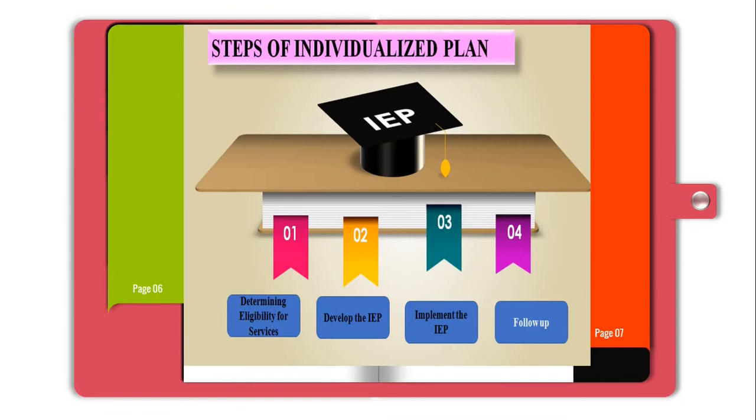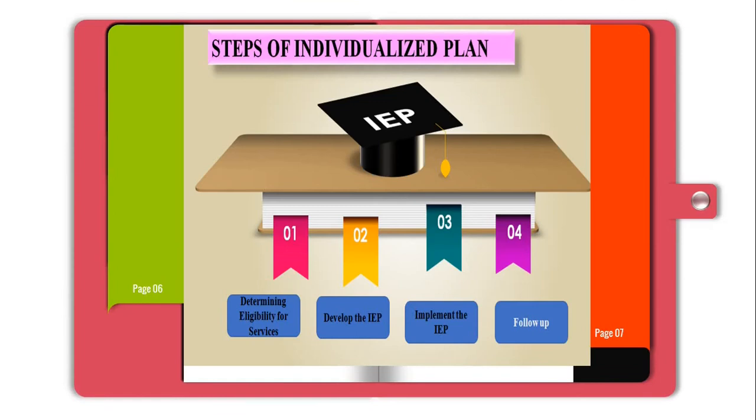Components of the IEP. The IEP is a very detailed document. It consists of comprehensive and wide-ranging information regarding the differently abled child. The components of the IEP are as follows: the child's present levels of academic achievement and functional performance, describing how the child is currently doing in school and how the child's disability affects his or her involvement and progress in the general curriculum. The special education and related services to be provided to the child are also planned.